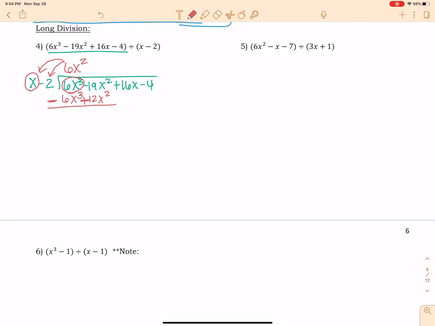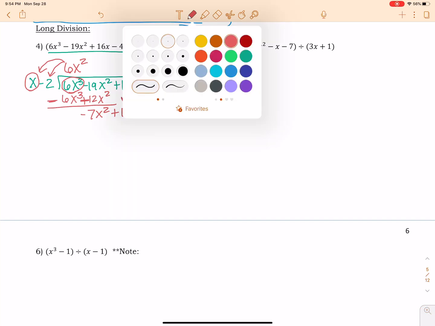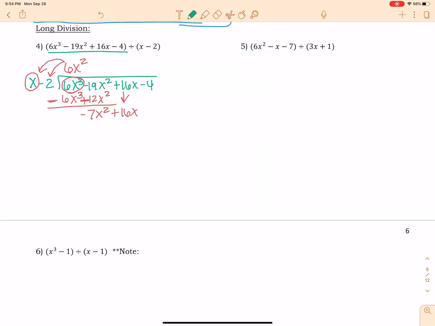All right, now I've got negative 19x squared plus 12x squared. So that's negative 7x squared, and just like in long division, like I just showed you, we bring down the 16x. All right, now you start the process over again, and you ask yourself this question. You say, okay, so my first term x and my first term down here, negative 7x squared, what can I multiply x by to get that? Well, it needs to be a negative, it needs to have a 7, and it needs to have another x.